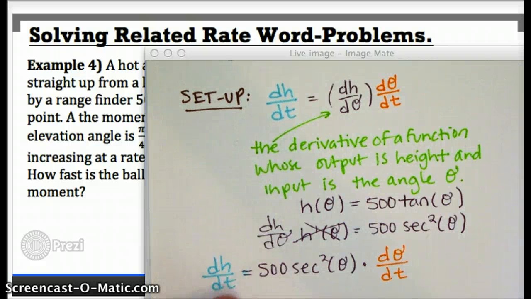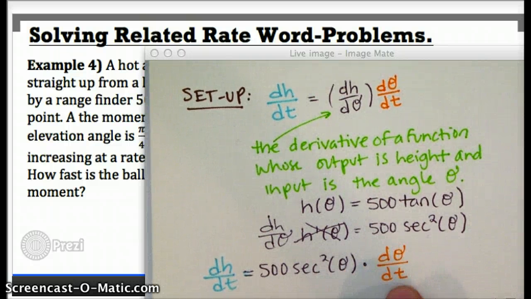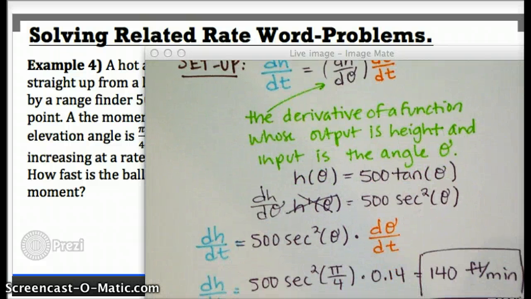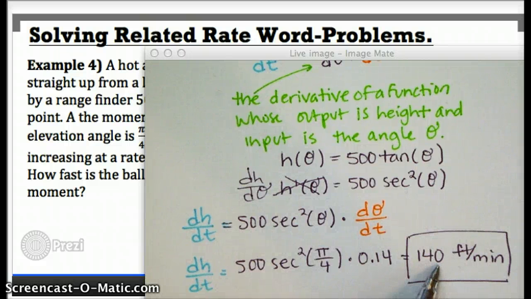The rate of change of the height has to equal 500 times secant squared of the angle times the rate of change of the angle. And so to answer the question, all I need to do is plug in the angle measurement and the rate of change of the angle, which comes out to 140 feet per minute. That's how quickly the balloon is rising. That's basically the process here.